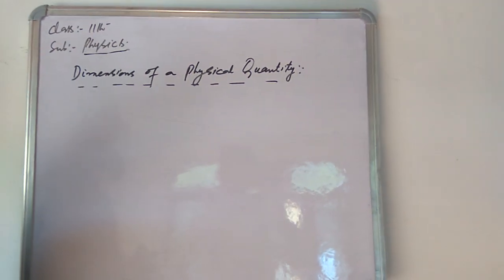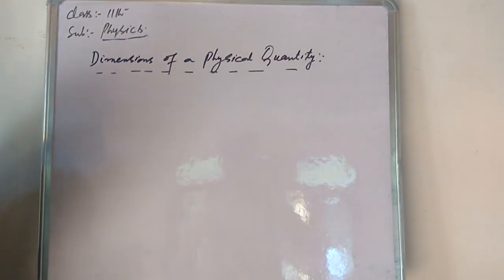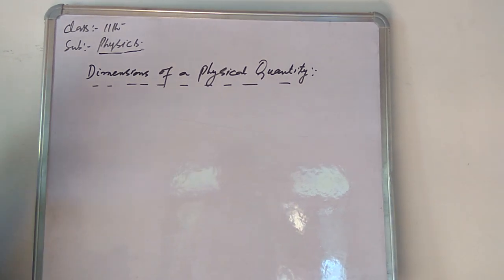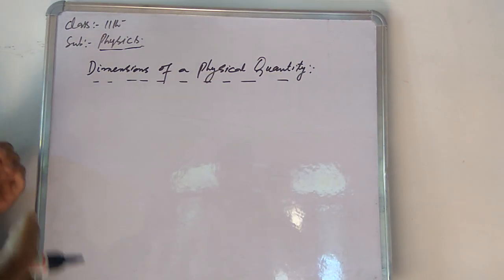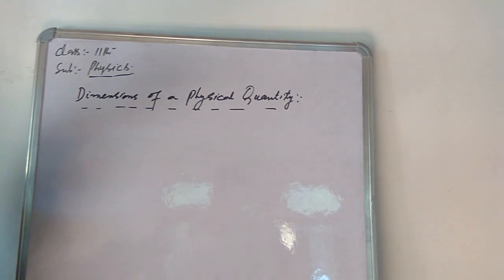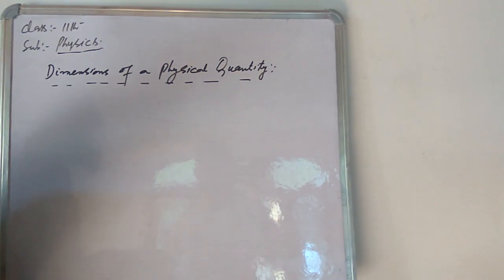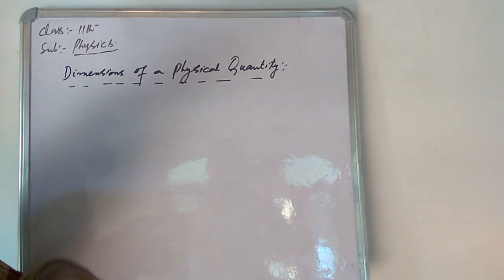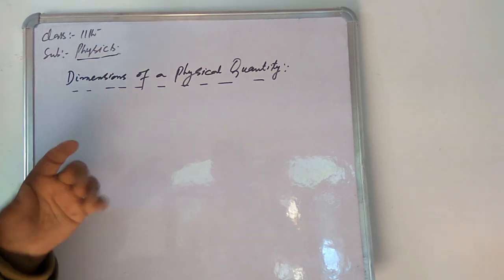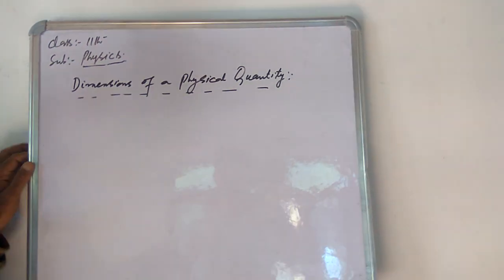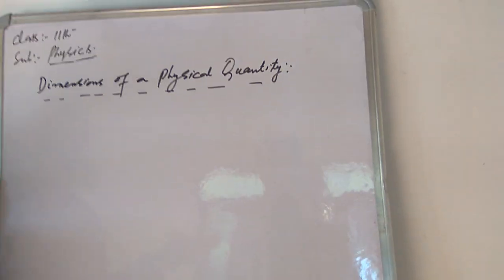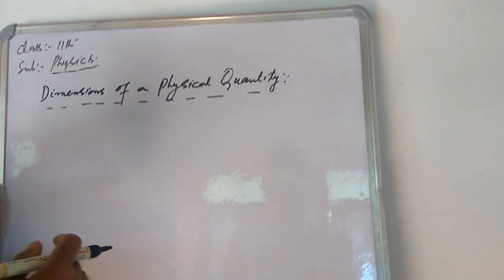Dimensions of a physical quantity we define as the powers to which the fundamental quantities are to be raised to represent that physical quantity. The fundamental quantities are mass, length, and time. In all, there are seven: then there are temperature, luminosity, electric current, and amount of substance. These are the seven fundamental quantities. So the dimensions of a physical quantity are the powers to which the fundamental quantities, mass, length, and time, are raised to represent that physical quantity.